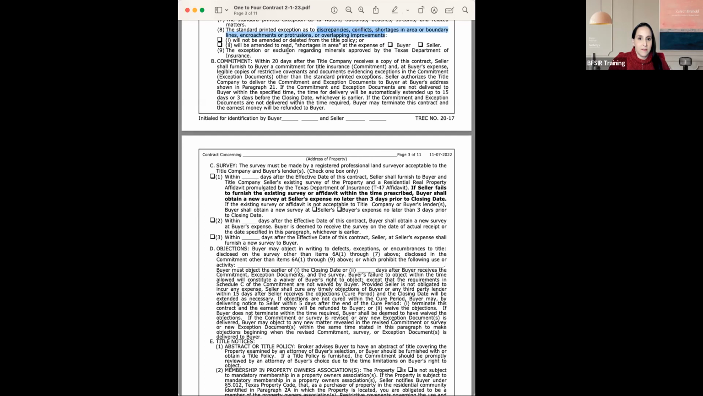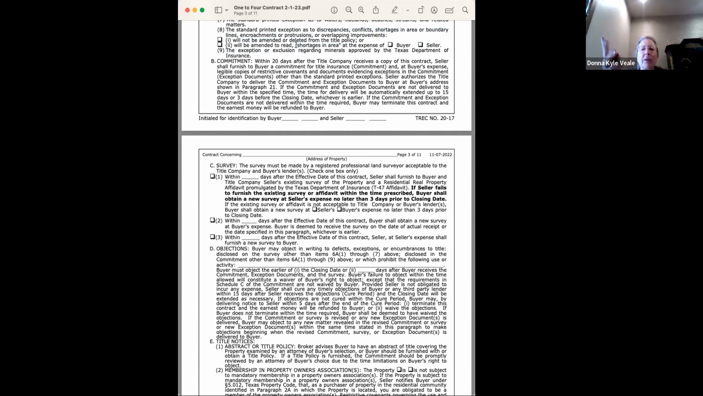You can see it will be amended. The exception is amended so that it only says shortages in area. If you want coverage on that, I would assume, again, I'll have to check with Randy and I will circle back to you guys and let you know if there's even coverage for that. But the farm and ranch contract is going to address this in more specific detail. So if you're doing a farm and ranch contract, you shouldn't be using this form anyway.